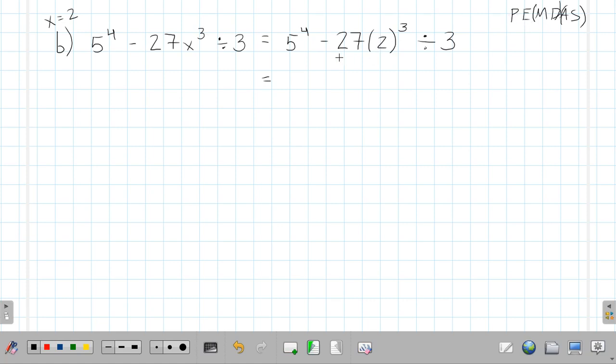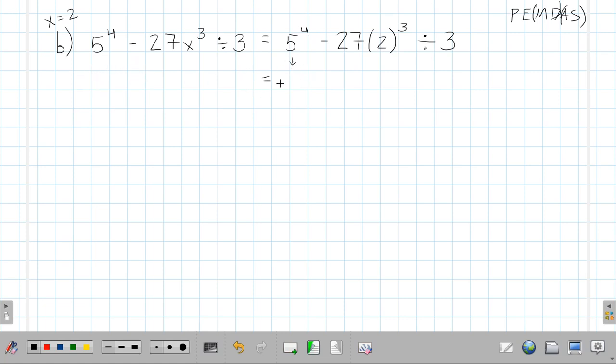Do we have any exponents? Well, yes, we actually have 2 sets of exponents. So this is where order of operations kicks in again. Since we have 2 of something, we work from left to right. So the first thing we've got to do is do the 5 to the 4th power. And like I said, if you need to, you can go off to the side. That's 5 multiplied times itself 4 times. So 5 times 5 times 5 times 5.